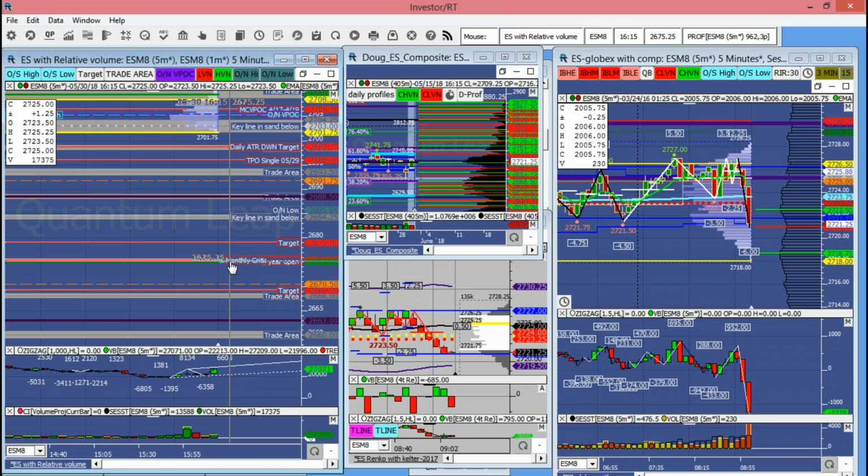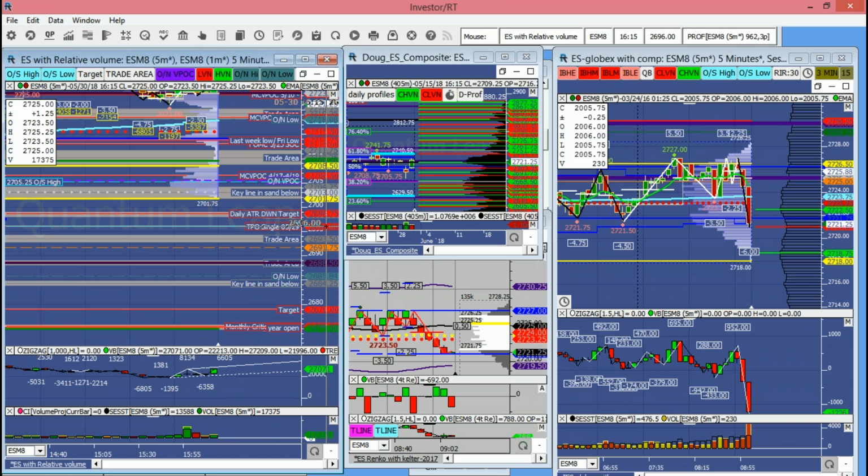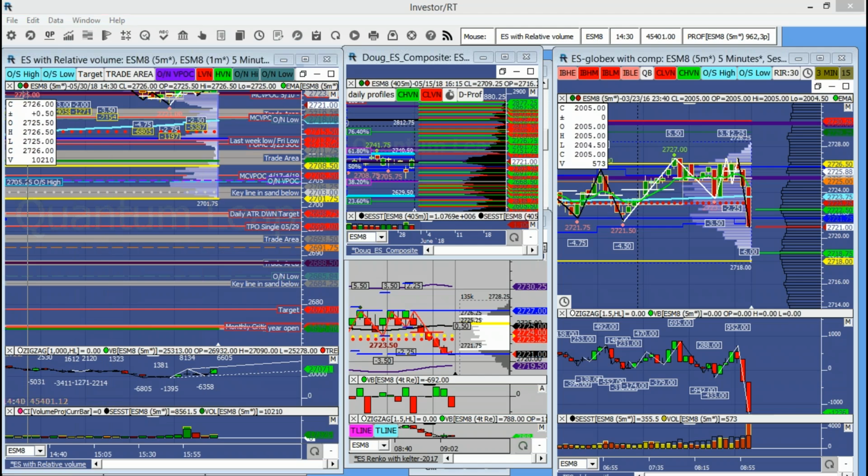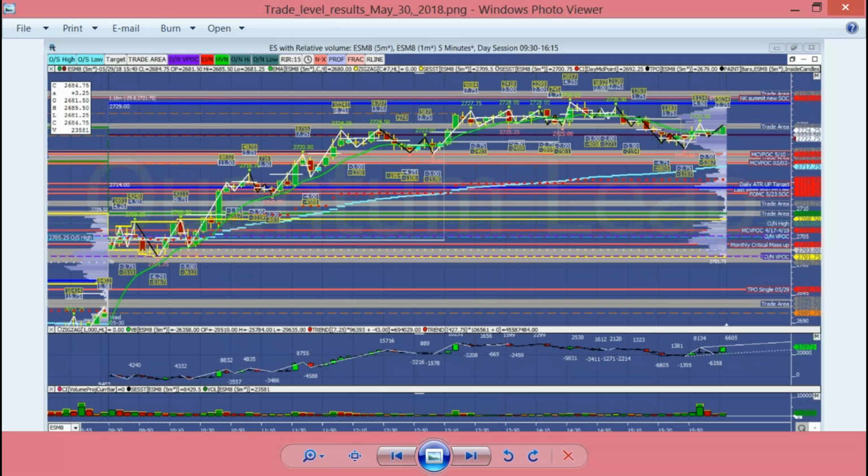So essentially, yesterday we talked about this, that our critical mass was at, I'm sorry, it was at the 04 level. So our monthly critical mass yesterday with 2 sessions left, we were above it. I said if we drifted into the afternoon and we held that monthly critical mass, we could just continue to drift up into the close.